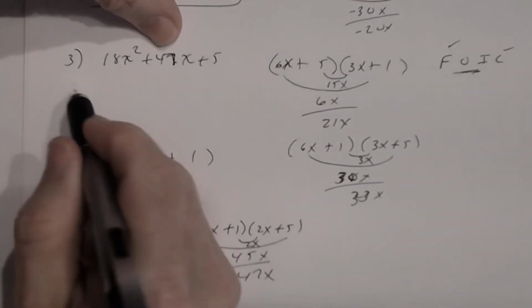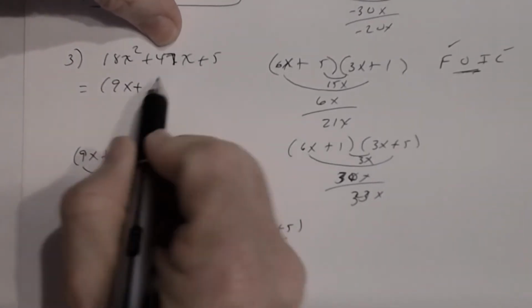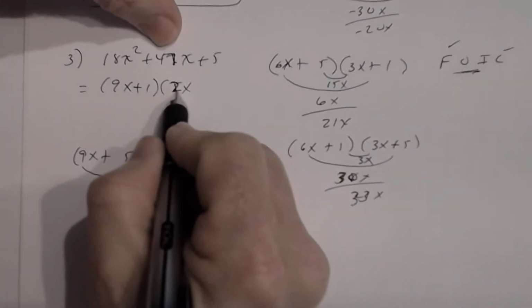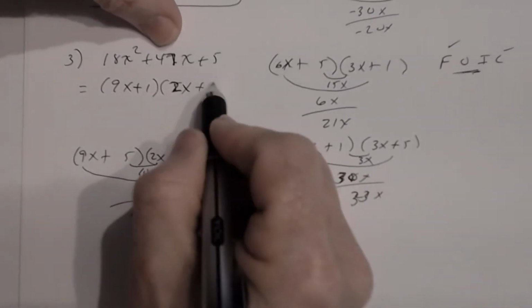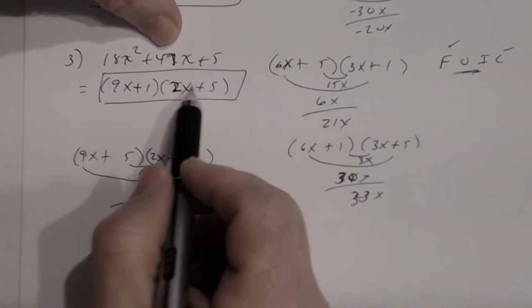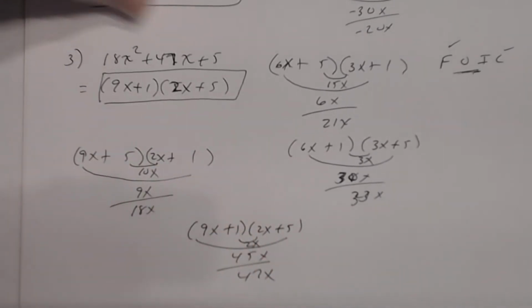Okay, so therefore the answer is going to be 9x plus 1 times 2x plus 5. And again, multiplication is commutative, so it did not matter whether you put 2x plus 5 as the first factor or 9x plus 1 as the first factor. It does not matter. All right, number 4.